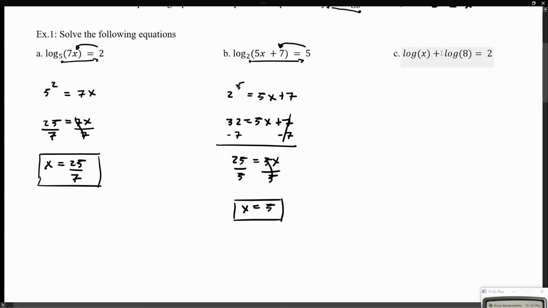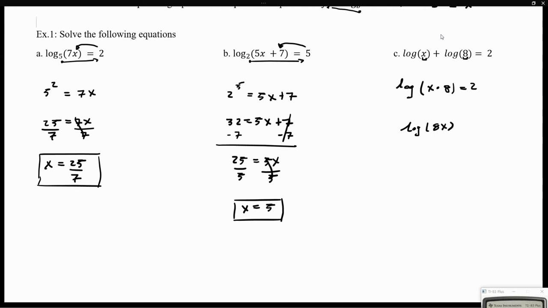Well, notice that here we add two logs. And according to the properties of logs, I can just write it as a single log, where what's inside one log is multiplied by what's inside the second log. Let me just rewrite this as the log of 8x equals 2. And I notice that now they mean the same thing, because all we did was apply the properties of logs. But now I have it as a single log.